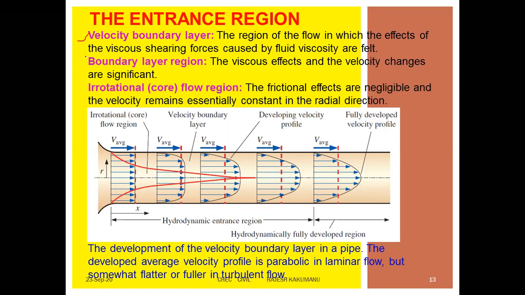Next, second one, boundary layer region. The viscous effects and the velocity changes are significant. So what happens at the boundary layer region? For example, if you see, this is a pipe.